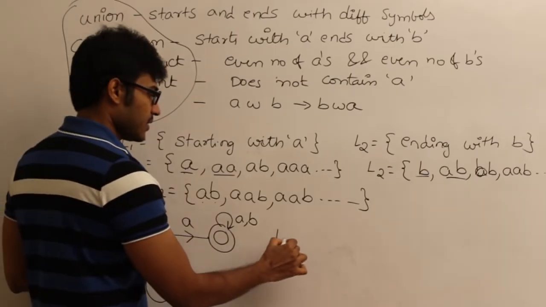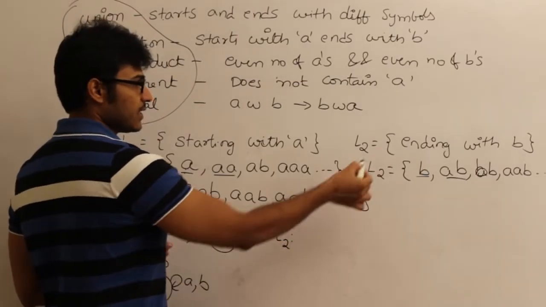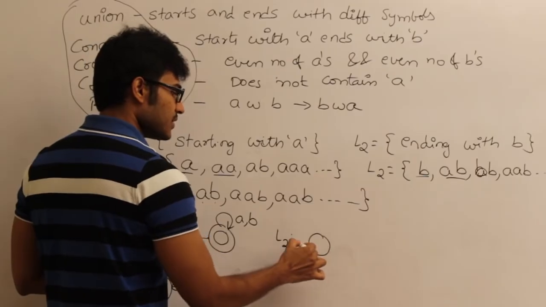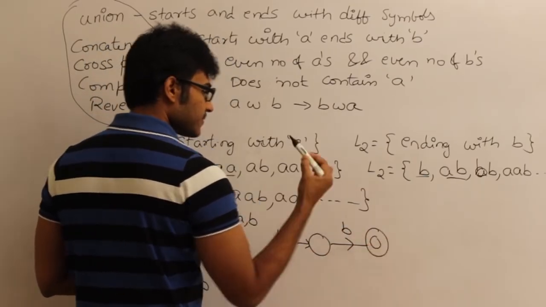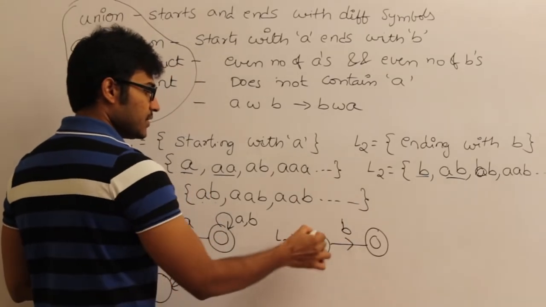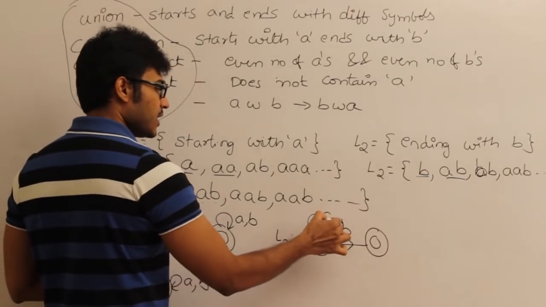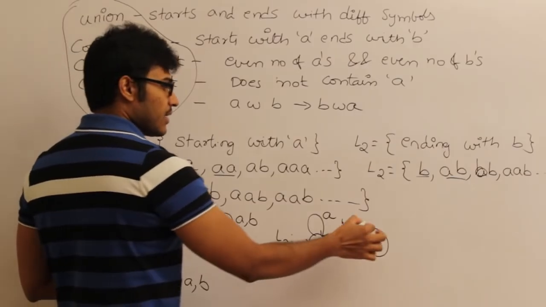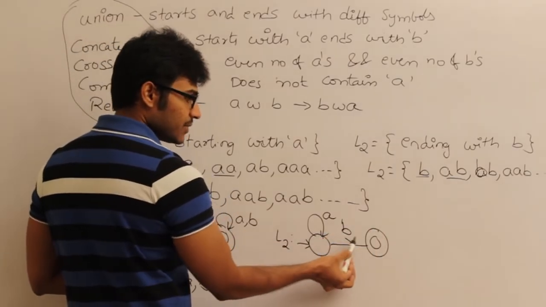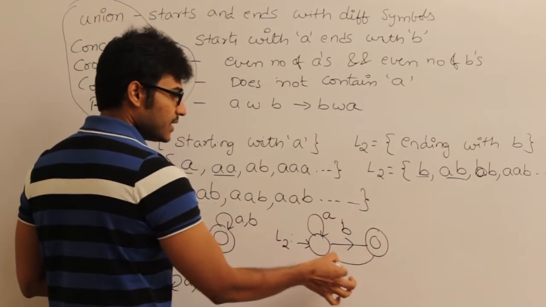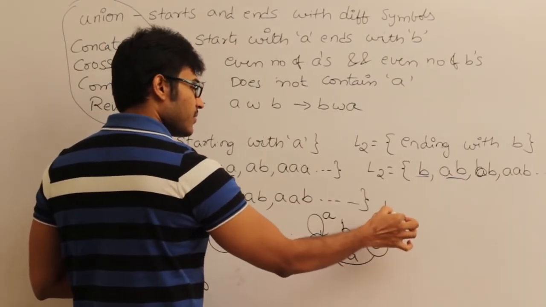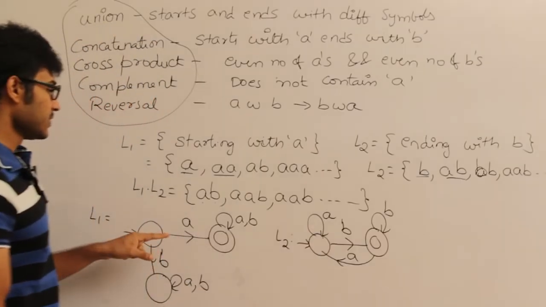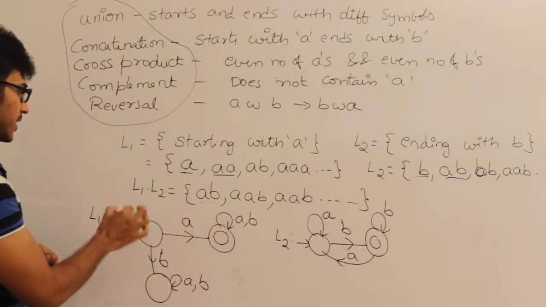Now let us construct the DFA for the set of all strings ending with B. The smallest string which is ending with B is B, that is why the skeleton is this, and initially I can get any number of A's. After seeing a B, I will assume that it is the last B. If I get any A, I will again wait for a B, and if I get any number of B's, they are still ending with B. So this is for L1 and this is for L2.